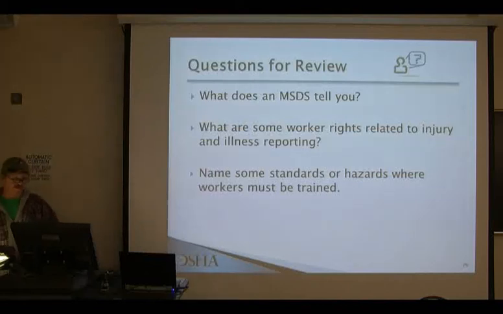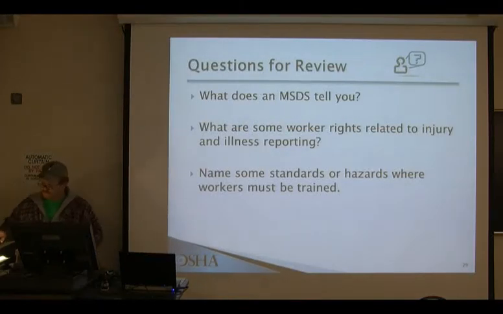Related to injury and illness reporting. You can see your records. You've got the right to see your records. You have a right to report all your illnesses and injuries without repercussions. You have the right to take them with you if you need.